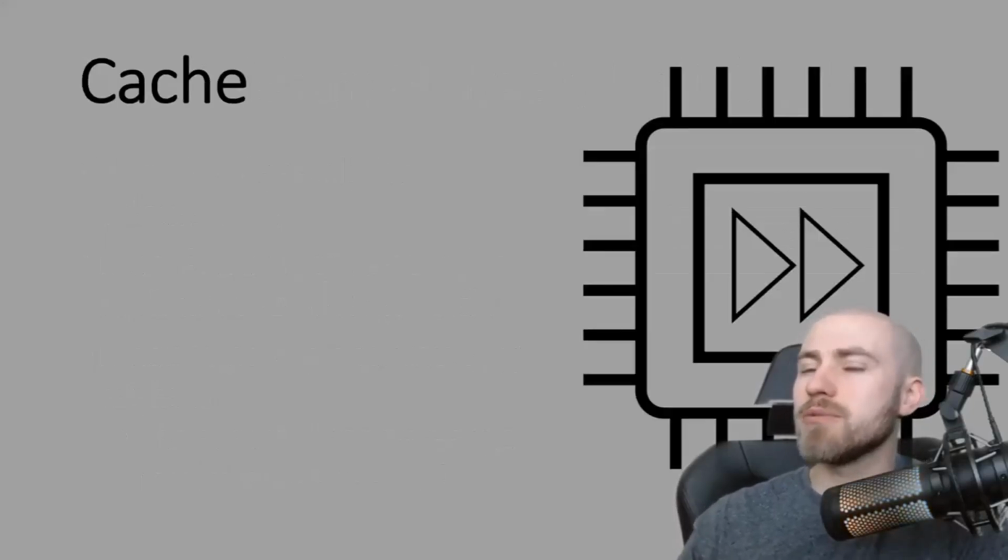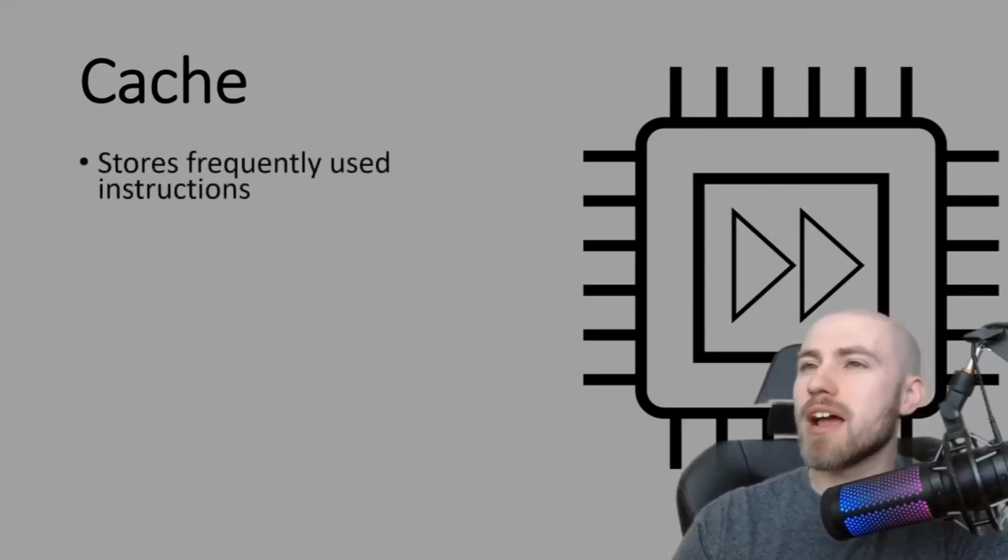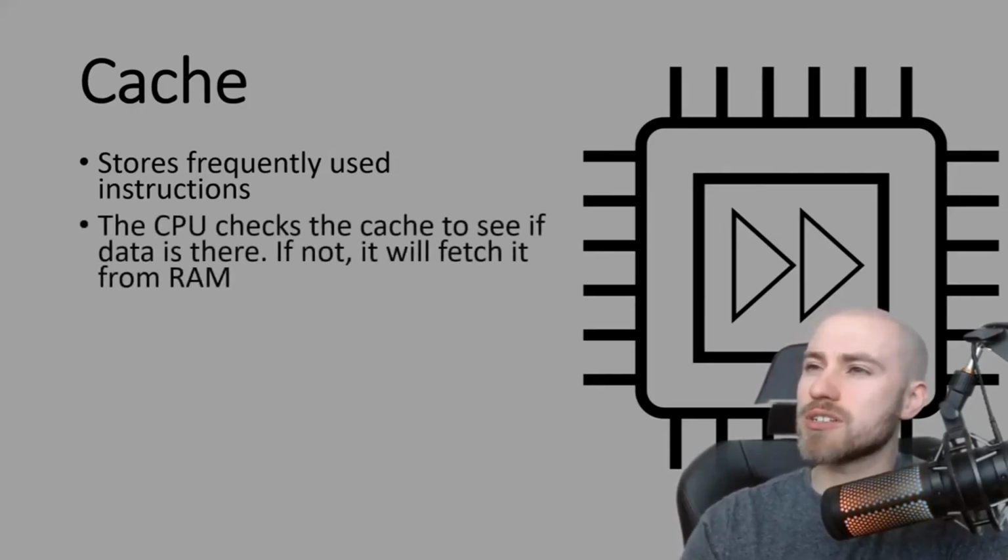And finally, we've got cache. Now, we have mentioned cache in a previous video. And the main definition that we understood last time was that it stores frequently used instructions. So when the FDE cycle is being carried out, the CPU will actually check cache to see if the data is there first. Now, if it's not in cache, then it'll go to RAM to fetch it, basically.